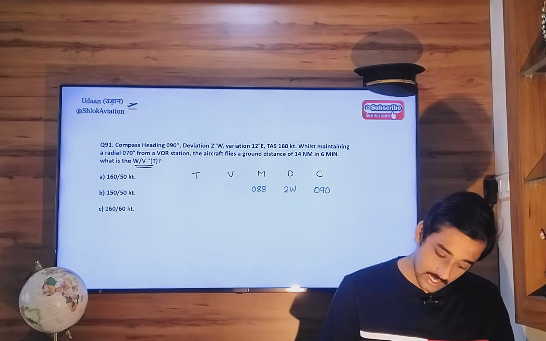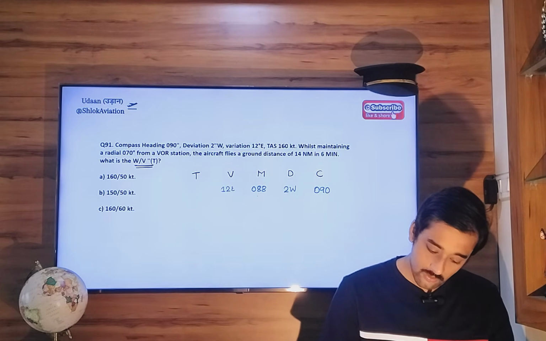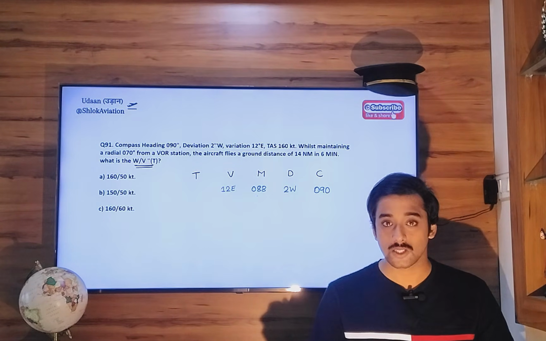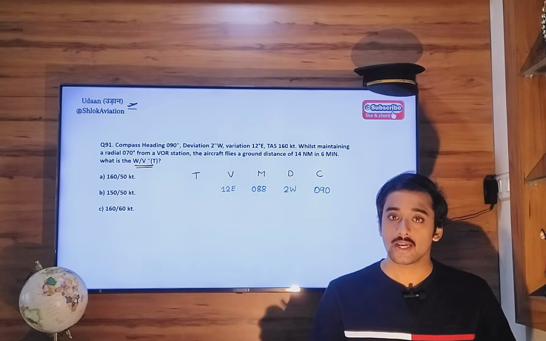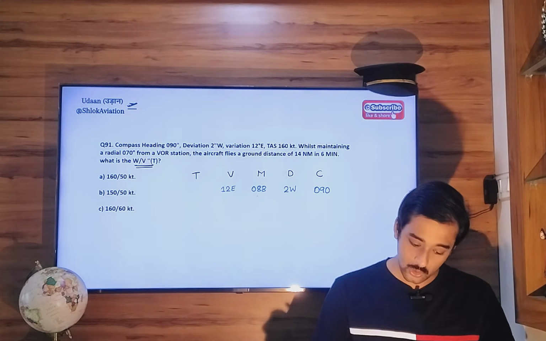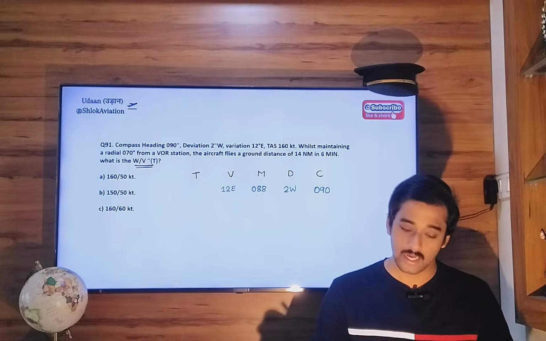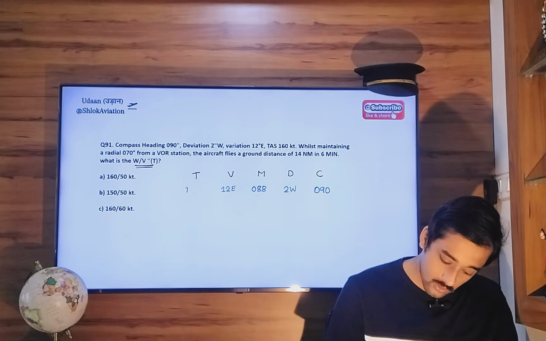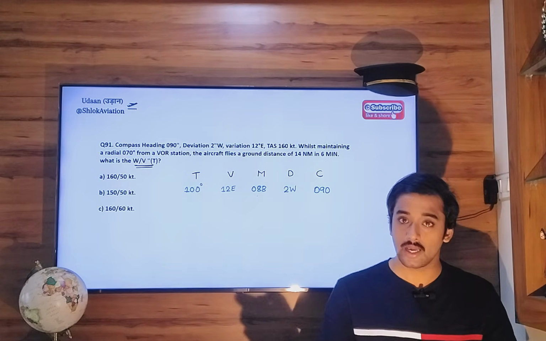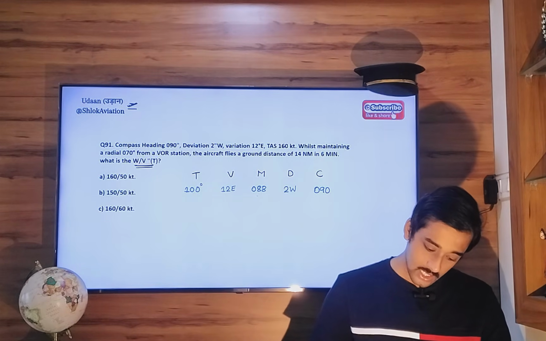Variation is 12 degree east. So variation east, magnetic is least. Magnetic direction will be less than true direction. So true will be more than magnetic by 12 degree. So 88 plus 12 is 100 degrees. Okay. So this is our true direction.